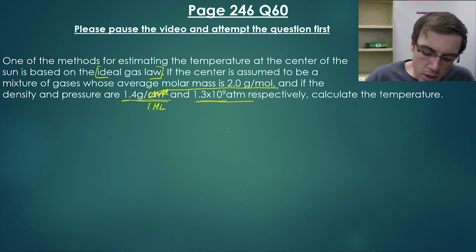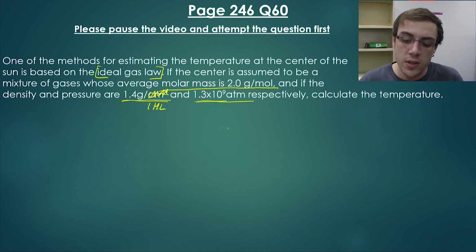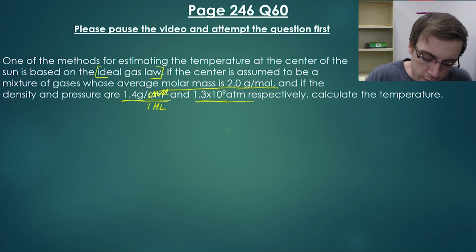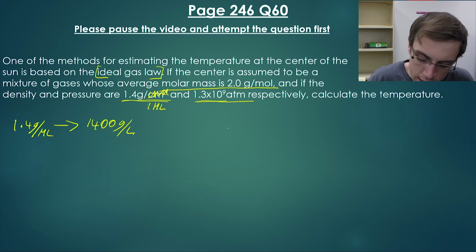So the first thing I'm going to do is, again, I'm looking at our density here. I don't like the fact that it's in mils, because when we're dealing with gases, similar to when we were looking at stoichiometry and properties of liquids, you want to use liters. So I'm going to first convert this to liters. 1.4 grams per mil is the exact same as saying 1400 grams per liter.